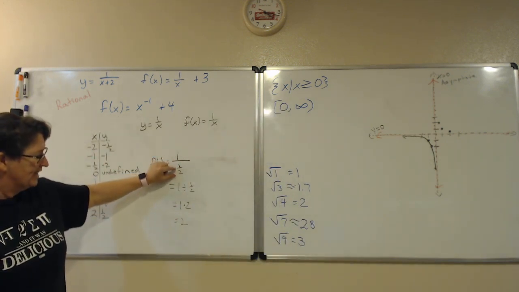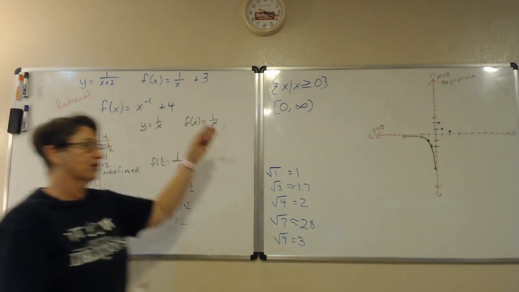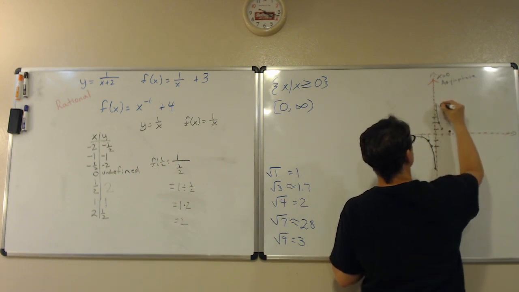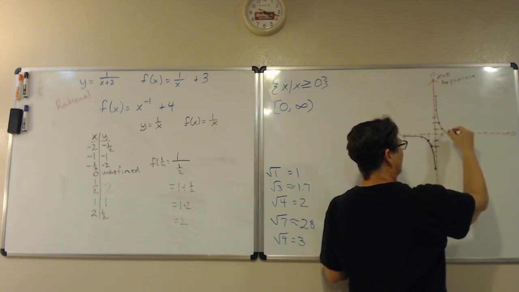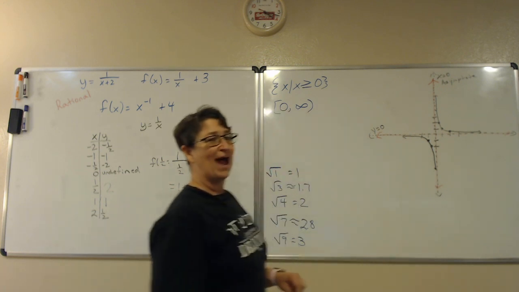If that's 1/8, it becomes 8. If it's 1/100th, it becomes 100. It just gets bigger and bigger. So as my x's get closer and closer to 0, that gets bigger and bigger. As my x's get bigger and bigger, this gets closer to 0. So there's my rational function.